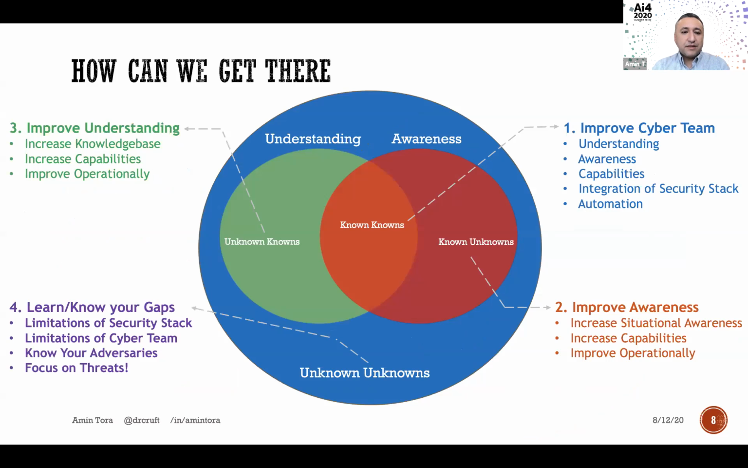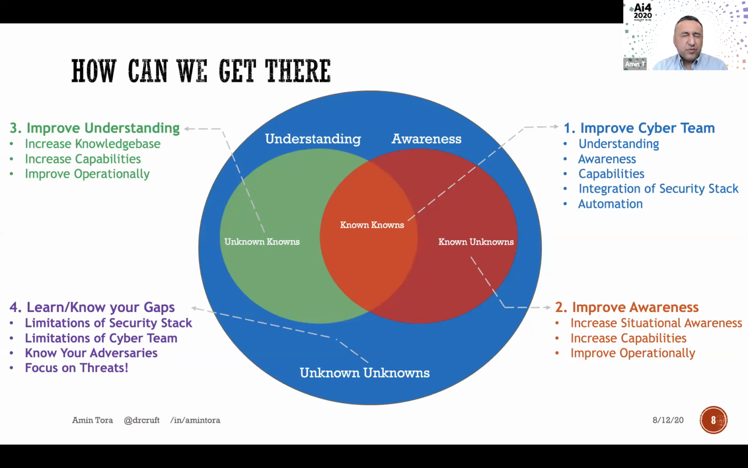How can we get there? In terms of moving towards having a strong team with cyber AI ML, you need to make sure that within the known space you're able to improve your cybersecurity team in terms of understanding, awareness, capabilities, integration of the security stack, automation. It's got to be there, or you should move towards working on that. As far as the awareness, CTI, cyber threat intelligence, situational awareness of your environment, understanding of your environment. So all of that has to be in place.